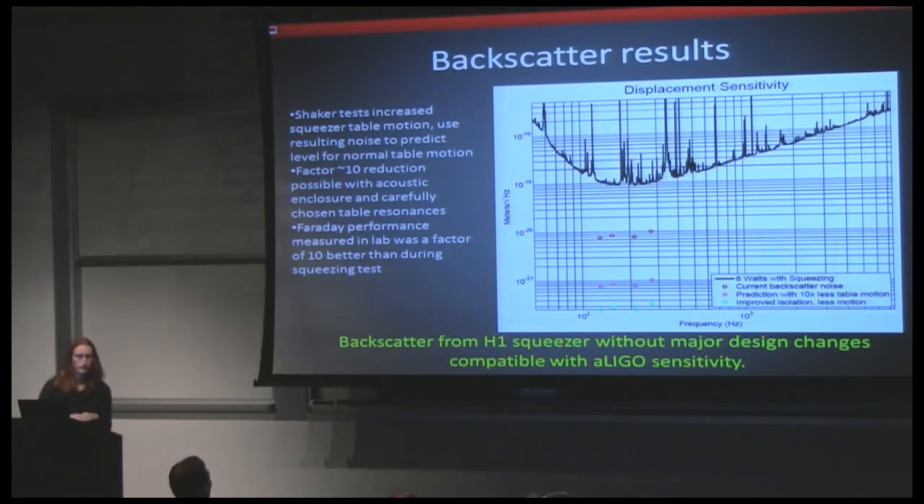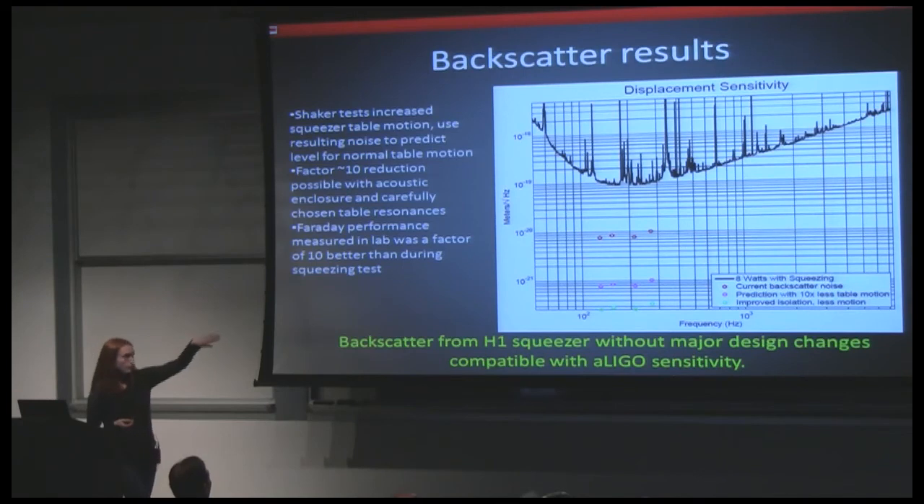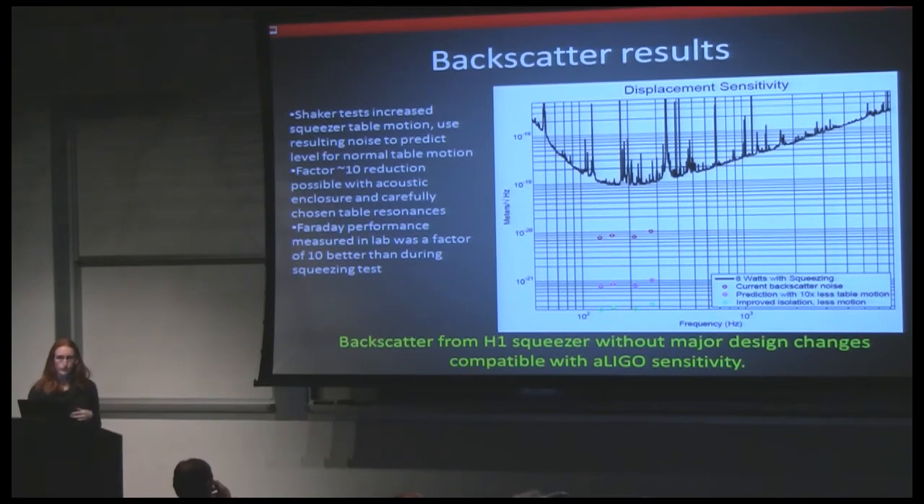So this is a result. You can see that in the bucket, we're at least a factor of 10 below the noise of the interferometer. We did this by shaking our table so that we increase the noise above the sensitivity, and then we could compare to the ambient noise, the normal motion of our table, and predict where the noise should normally be.